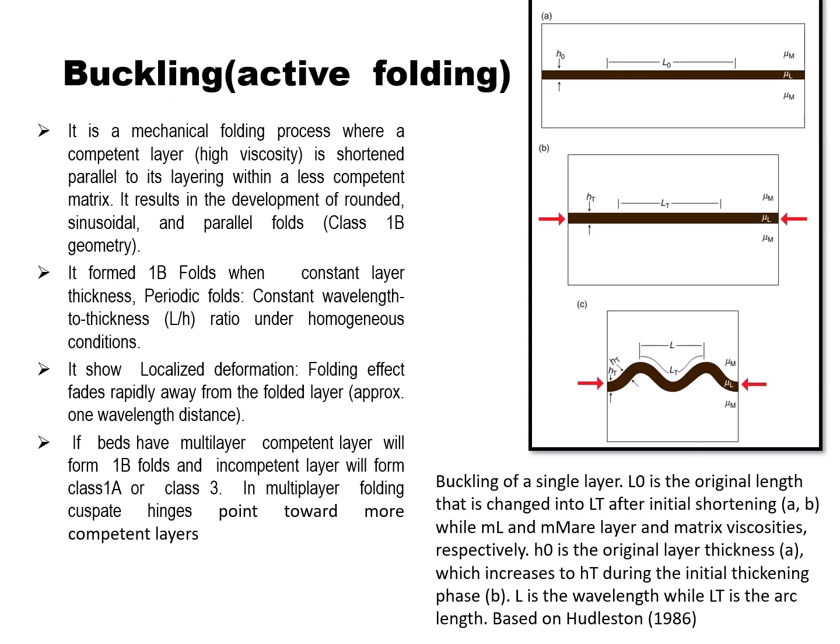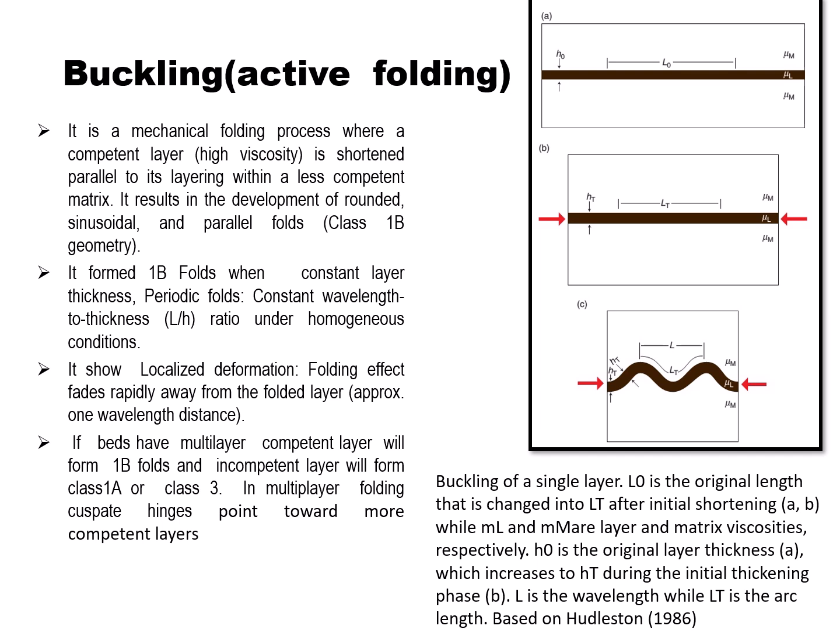In which buckling is a classical example of active folding and happens when a competent layer, which has a high viscosity, is shortened parallel to its layering within a less competent matrix. It results in the development of rounded, sinusoidal, and parallel folds like class 1B geometry.